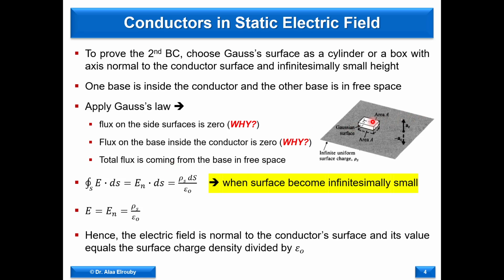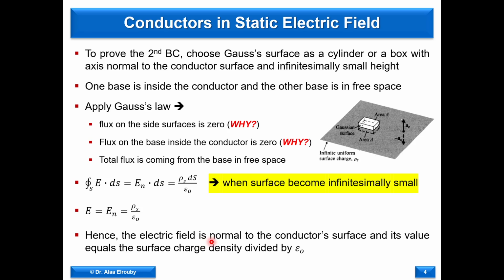On the top we have E normal to the surface, of course, because the upper surface is very close to the boundary. ds is also normal, so E dot ds will equal the normal component of the electric field multiplied by ds. The total charge enclosed by this box equals rho surface multiplied by ds, divided by epsilon naught. So just equating the 2 sides, we get En equals rho surface over epsilon naught.